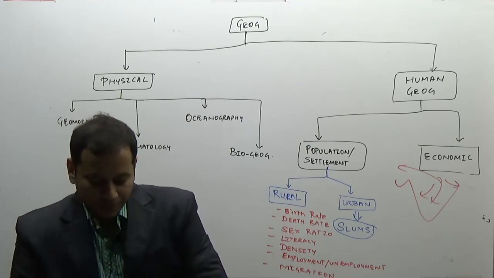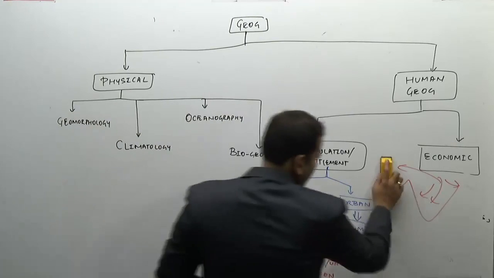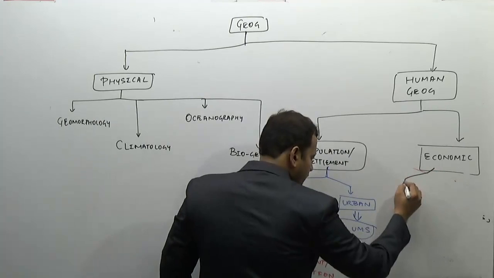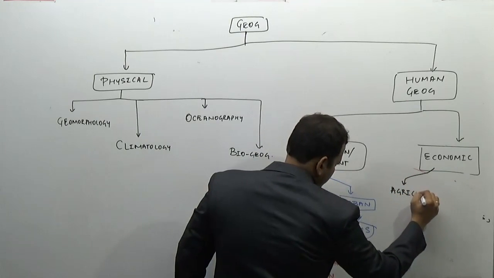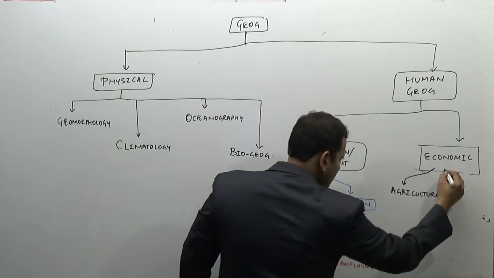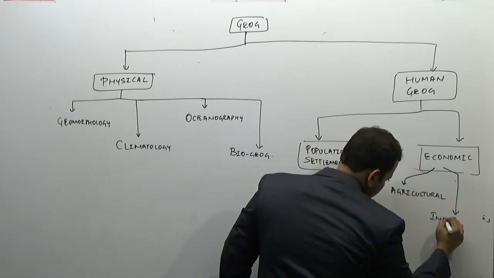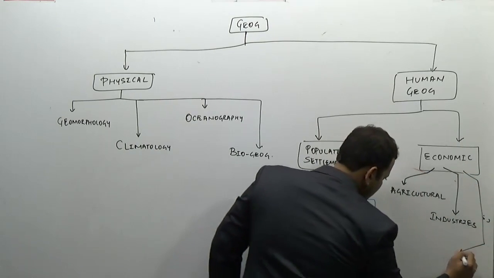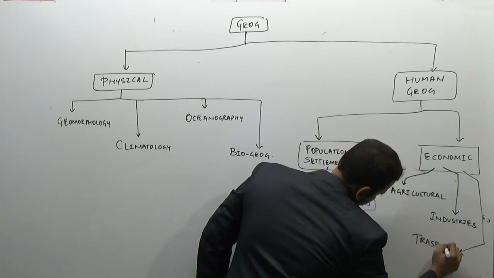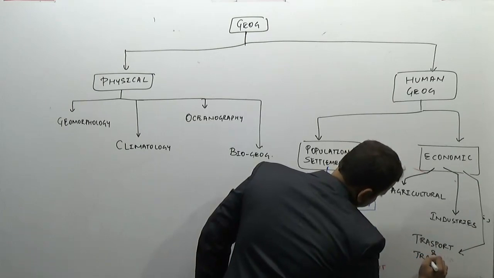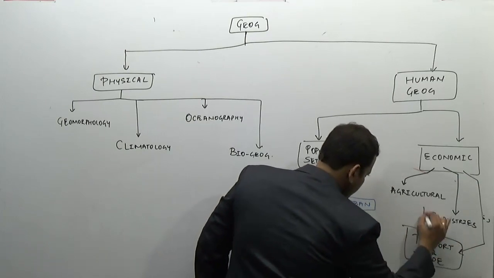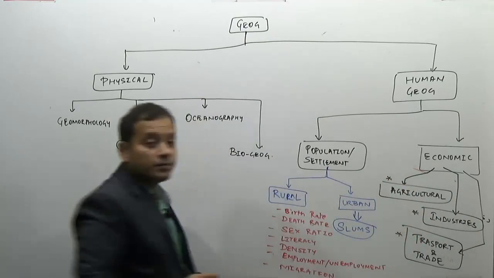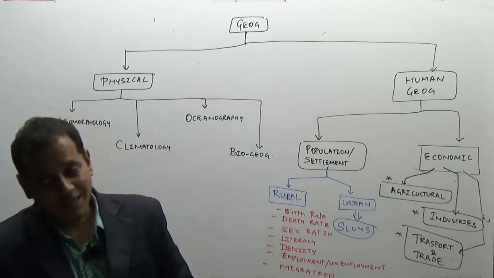The economic geography here has three subheadings. There is the study of agricultural geography, the study of industries, and the third part of an economy is transport and trade. So these are the three parts of, again, human economic geography.